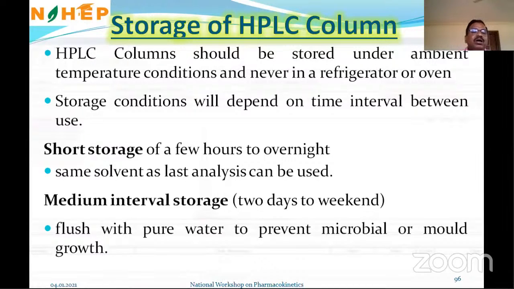Suppose you want to store for a medium interval, that is days to weeks, then flush with pure water to prevent microbial or mold growth. So run with HPLC grade water, and we can store even in the system itself for 2 days to a few weeks.